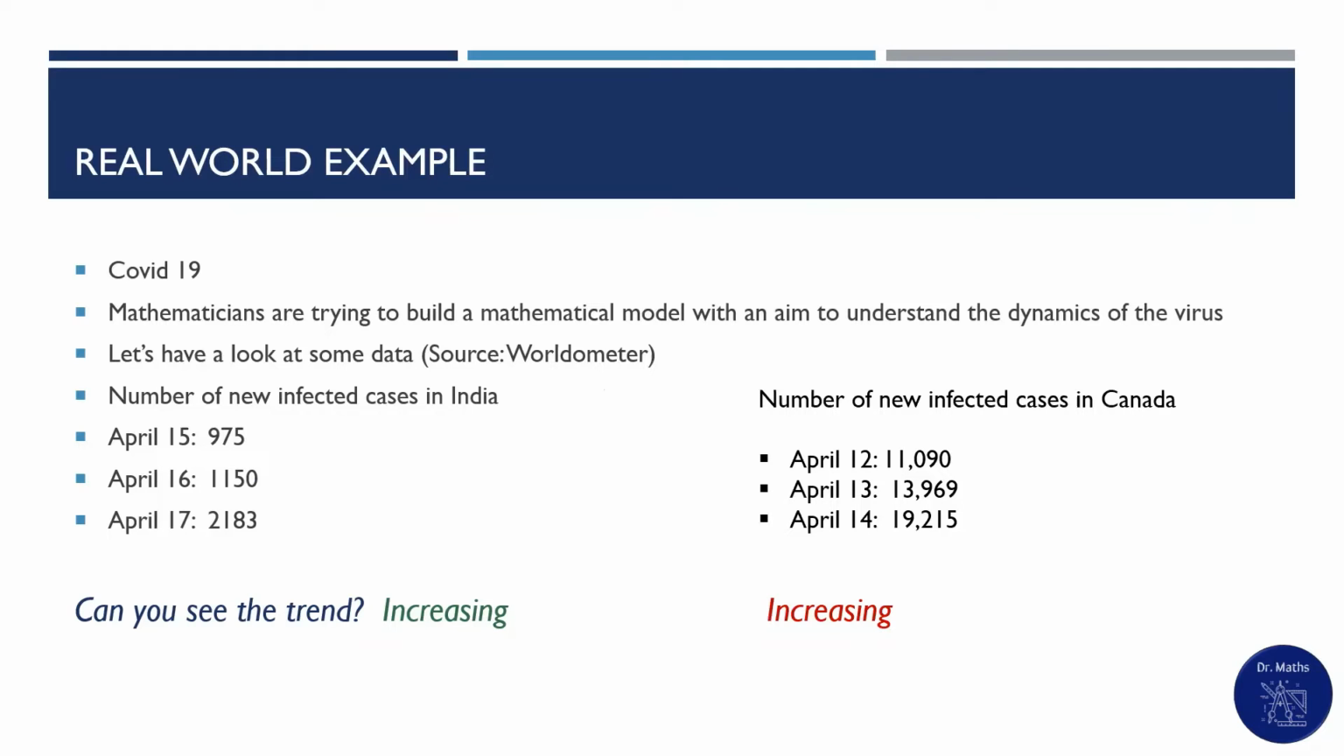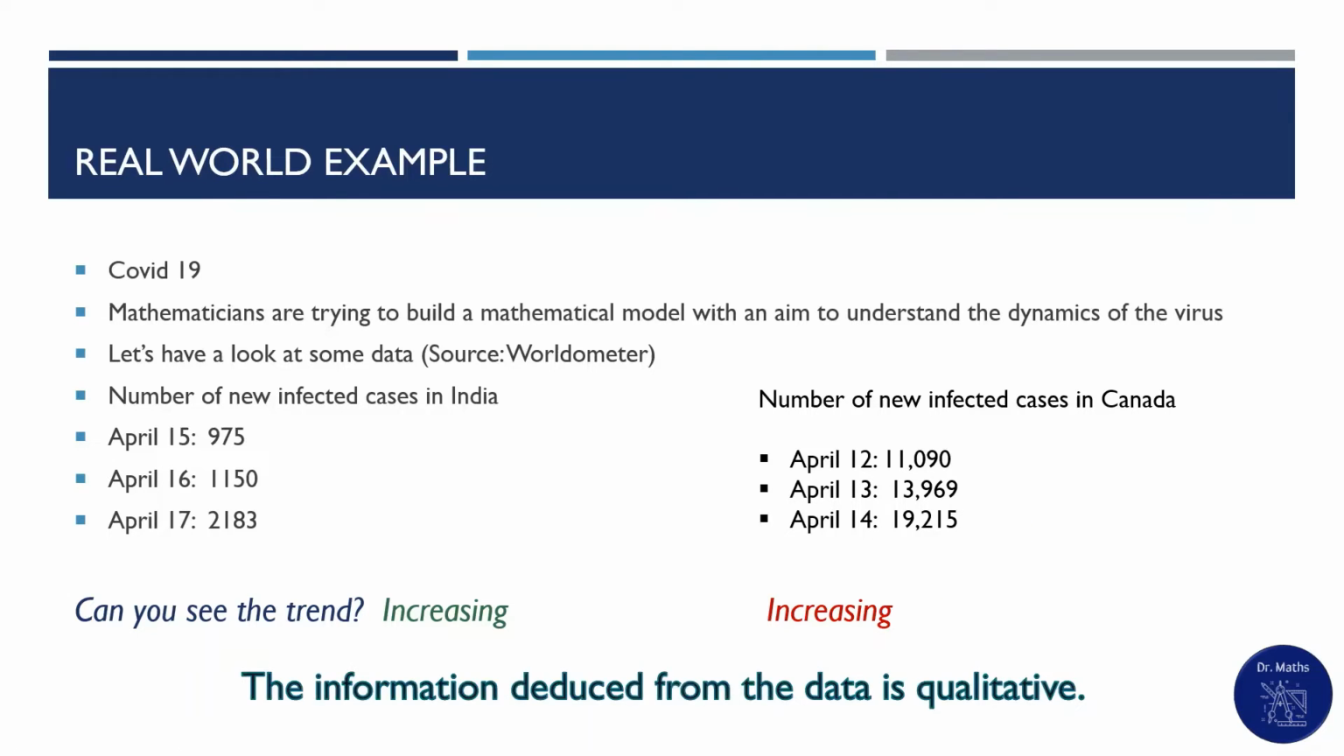Let's have a further look at the number of new infected cases in Canada. Here also I have taken three different dates of 2022: April 12, 11,090; April 13, 13,969; April 14, 19,215. Here also, the trend is increasing. That means the number of newly infected cases is increasing with respect to time. So the information deduced from the data is qualitative. What does that mean? It means that here the number is increasing day by day, and in Canada also the number is increasing day by day. So increasing is just qualitative information.